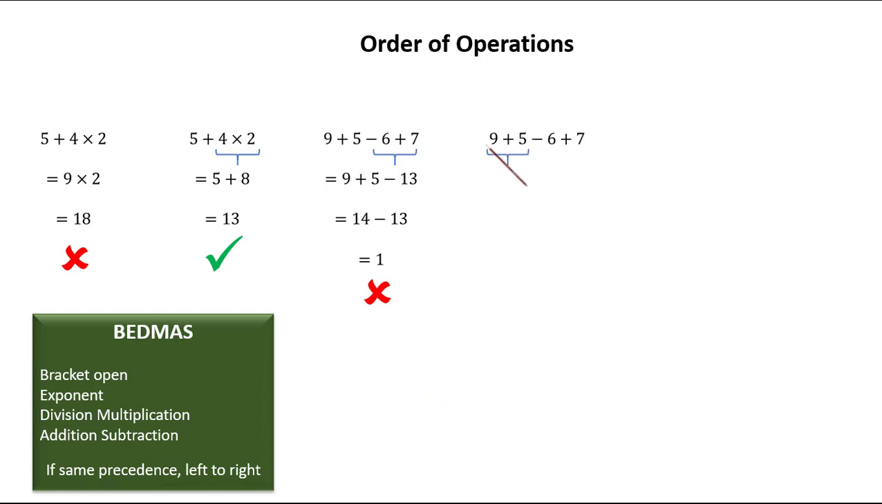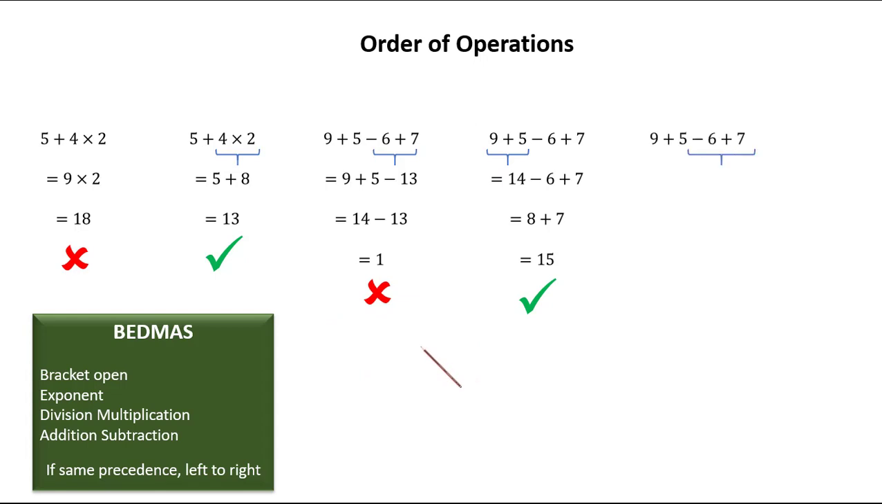So let us do 9 plus 5 first, which is 14, and then 14 minus 6, which is 8. 8 plus 7 is 15. So why are we getting different answers? Certainly one of them is wrong. Of course, this is wrong and this is right. But where did we go wrong?